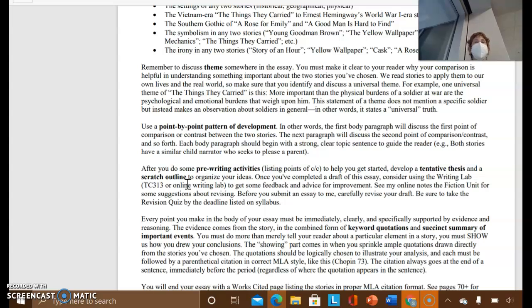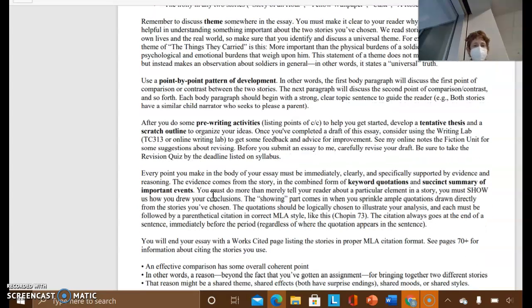After you do some pre-writing activities, these pre-writing activities will help you develop a tentative thesis and a scratch outline, which I am calling a skeleton outline, to organize your ideas. Once you've completed a draft of this essay, consider using the writing lab to get some feedback and advice for improvement. See the online notes, the fiction unit, for some suggestions about revising before you submit an essay. Carefully revise your draft. Be sure to take the revision quiz by the deadline noted on the syllabus.